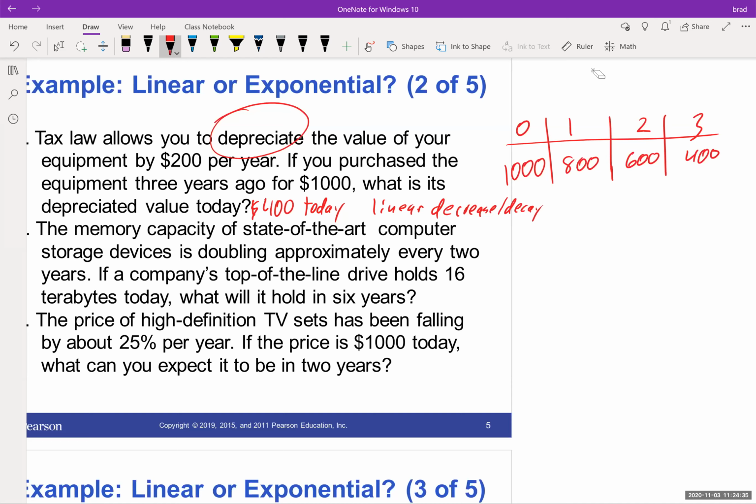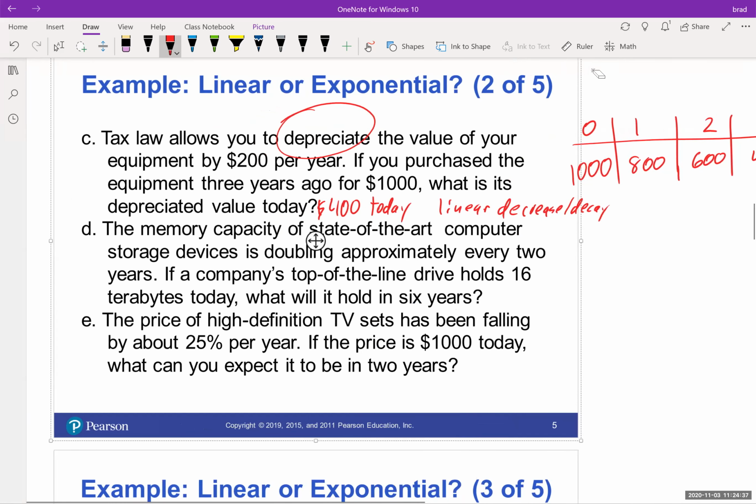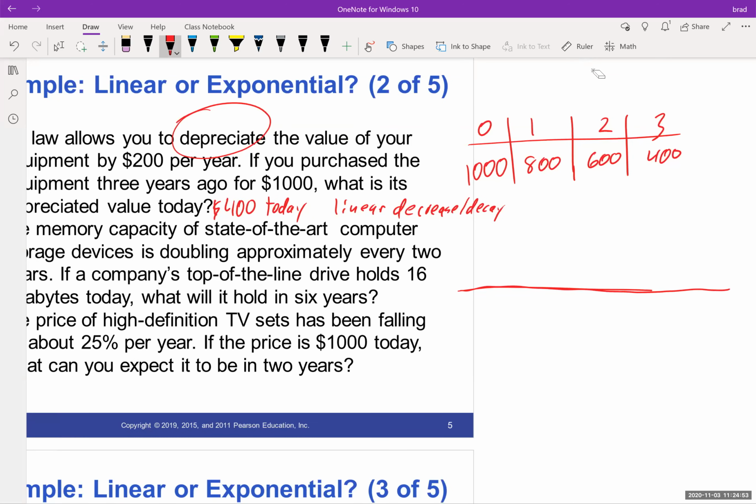Okay, so pretty straightforward. It says the memory capacity of state-of-the-art computer storage devices is doubling approximately every 2 years. If a company's top-of-the-line drive holds 16 terabytes today, what will it hold in 6 years? Okay, so I'm going to write out my little table once again. They want 6 years now. So 0, 1, 2, 3, 4, 5, 6.